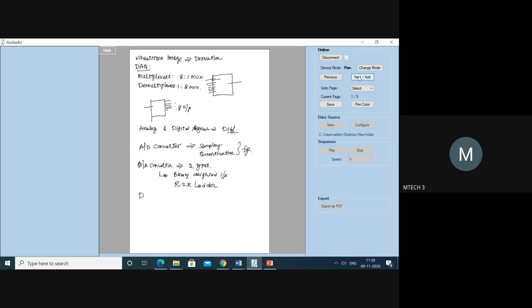Then we have discussed digital signal processing, that is processing digital signals. Under that we have discussed pulse modulation. How many pulse modulations are present? Pulse amplitude modulation: in this case, the amplitude is varied and the pulse width is constant. But in pulse width modulation, the amplitude is constant, but the width is varied. Is it clear now?